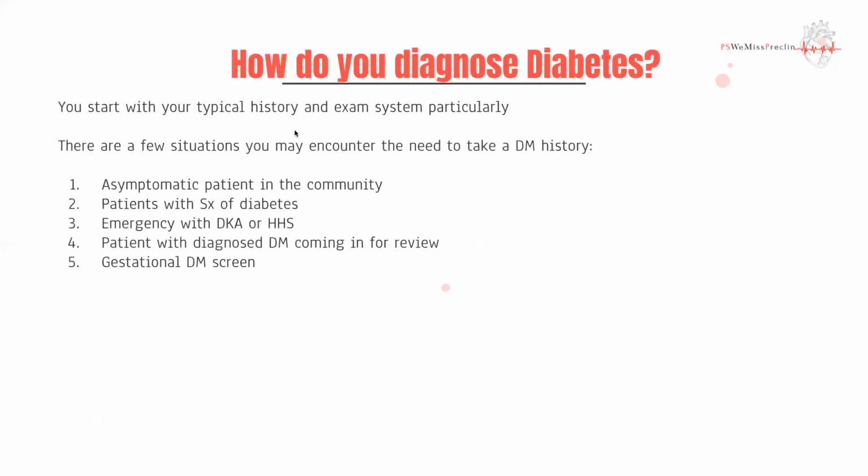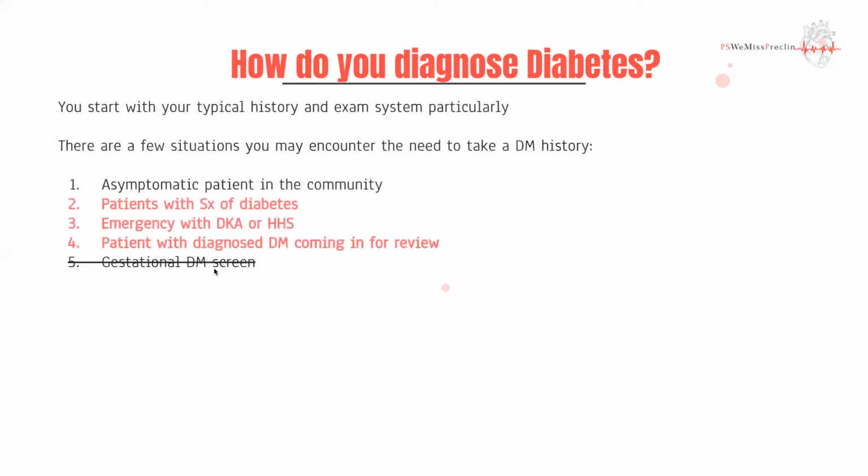So moving on, how can you diagnose diabetes? Well, you start off with your typical history and exam. There are a few situations where you'd be asked to undertake a diabetes history, and these are the situations. An asymptomatic patient we are just screening for, patients who have symptoms of diabetes, emergency cases, patients with diagnosed disease coming in for reviews, and gestational diabetes.